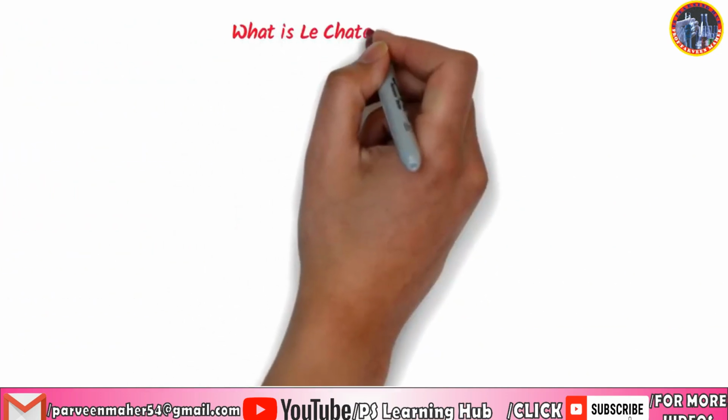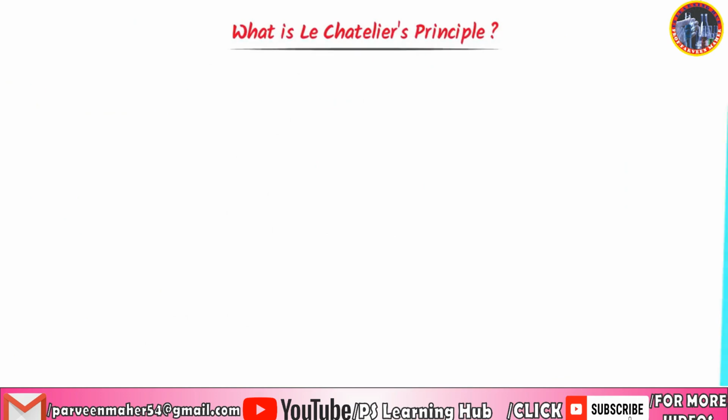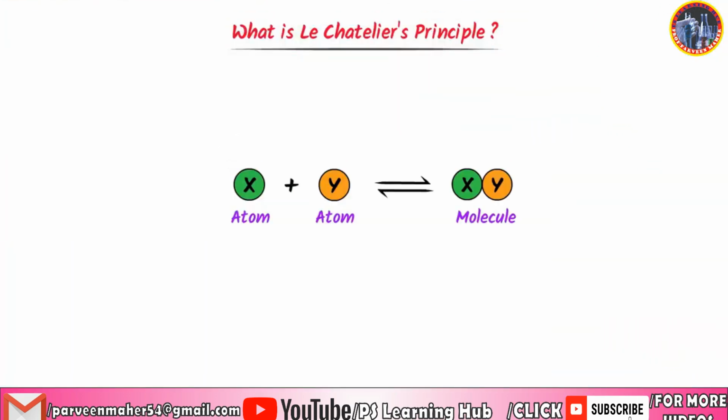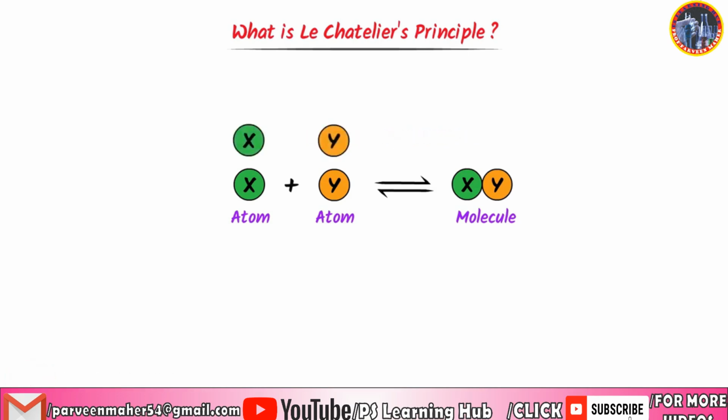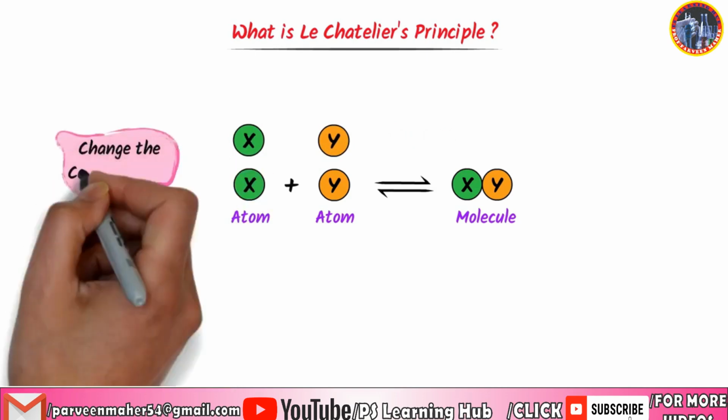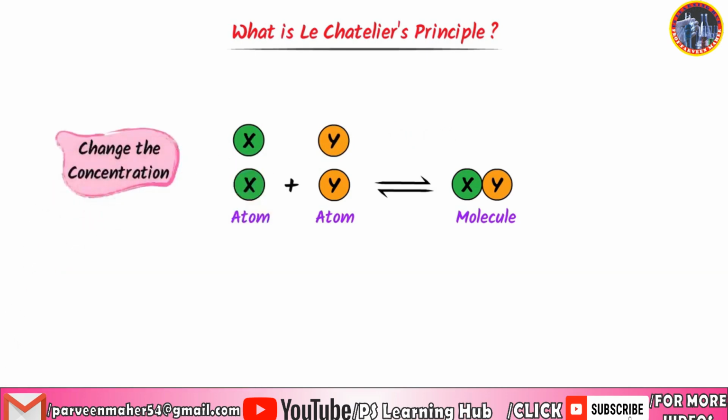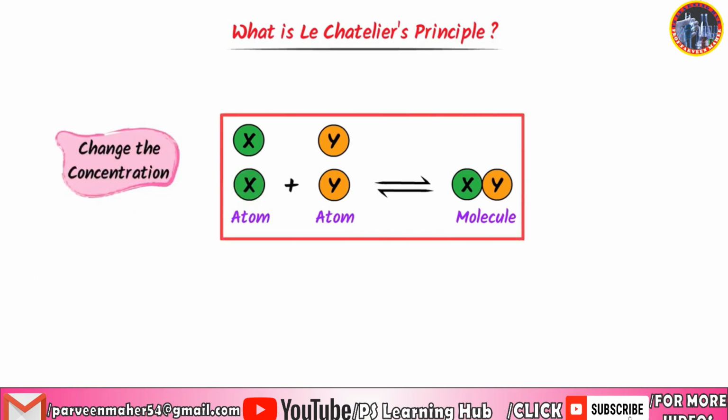Now what is Le Chatelier's principle in simple words? Well, consider the previous example. Let this reaction be in chemical equilibrium. Now I am interested in disturbing the chemical equilibrium. Let's consider that I add one more atom of X and one more atom of Y. So I have changed the concentration of reactants. Now this system will respond to this change in concentration of reactants.